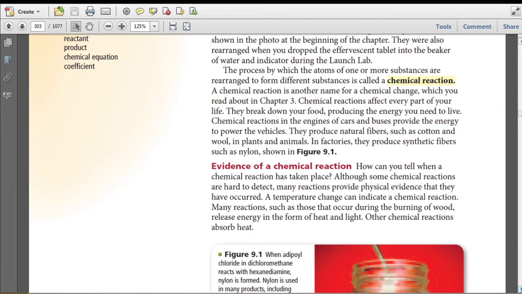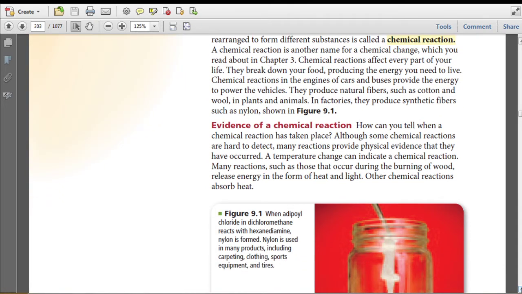Chemical reactions affect every part of your life. They break down your food, produce the energy we need to live. Chemical reactions in the engines of our cars and buses provide energy to power the vehicles. They produce natural fibers such as cotton and wool in plants and animals. In factories, they produce synthetic fibers such as nylon.